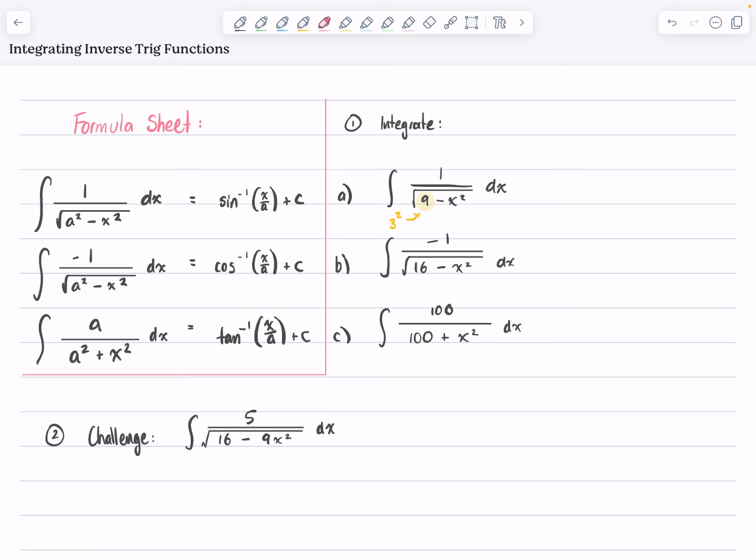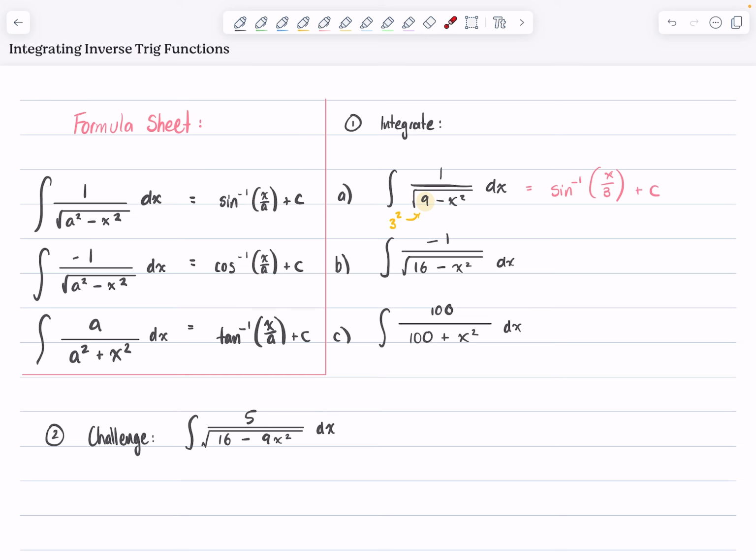So when we're solving this one here, we're just going to be straight up transposing it and recognizing that if we have 3 squared minus x squared, that's going to be a squared minus x squared. So we're going to have x on 3, x on 3. We're going to have arcsine of x on 3 plus our constant of integration.